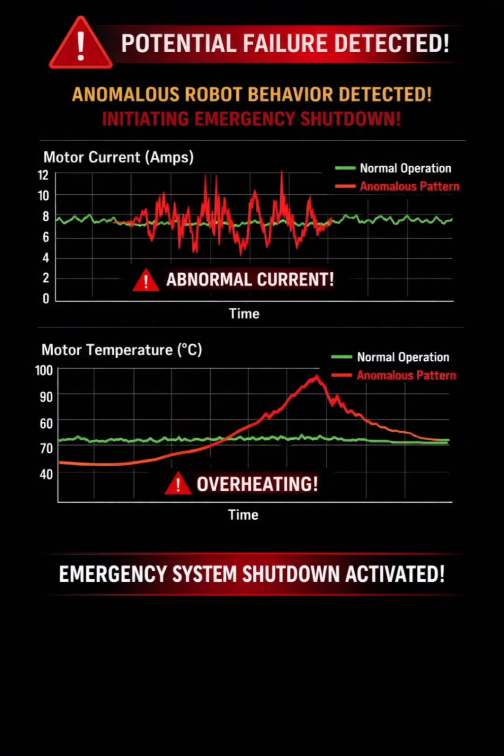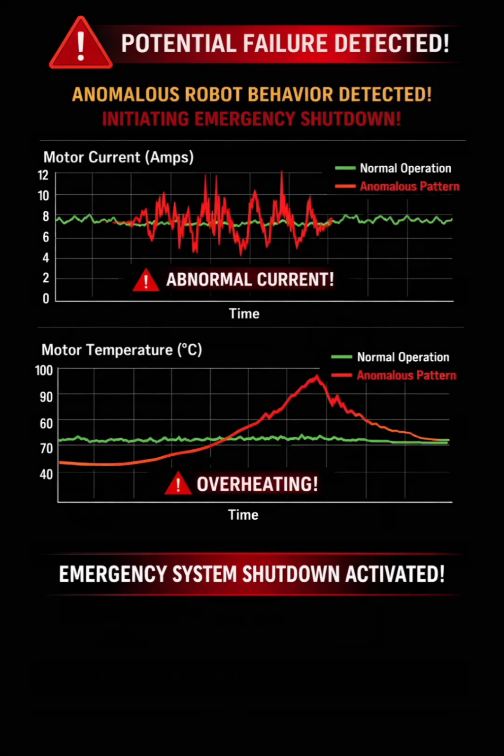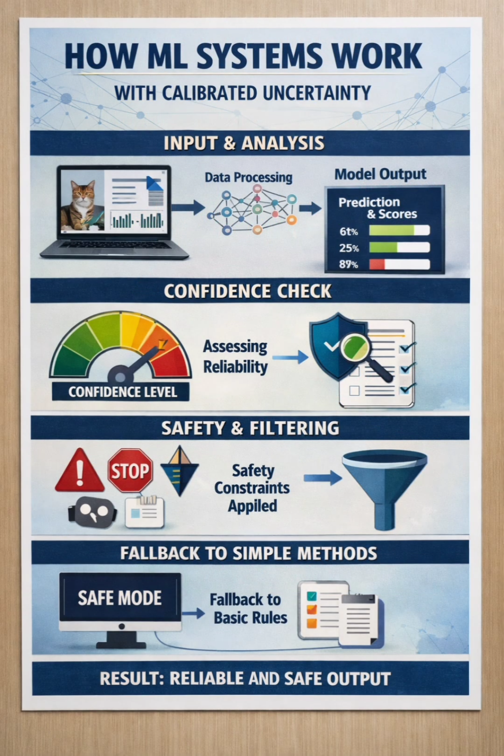Machine learning can also detect anomalies and faults. For example, if motor current and temperature patterns look abnormal compared to normal operation, an ML model can flag a potential failure so the safety system can stop the robot before damage occurs. In many real robots, ML outputs are treated as probabilistic estimates, not absolute truth. The system attaches confidence scores, checks safety constraints, and falls back to simpler methods when confidence is low. So the practical purpose of AI and machine learning is to increase robustness and capability in complex, uncertain environments, while the rest of the robotics stack enforces safety and physical feasibility.